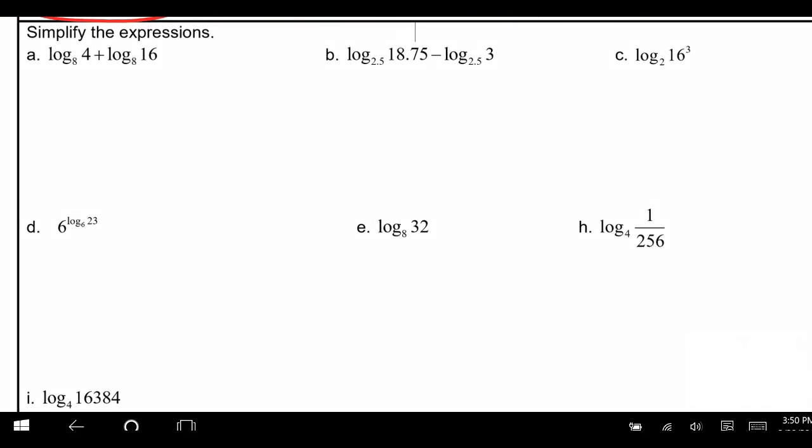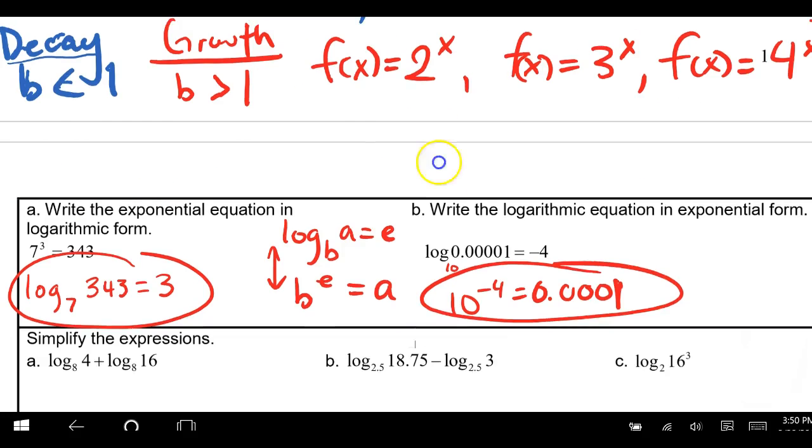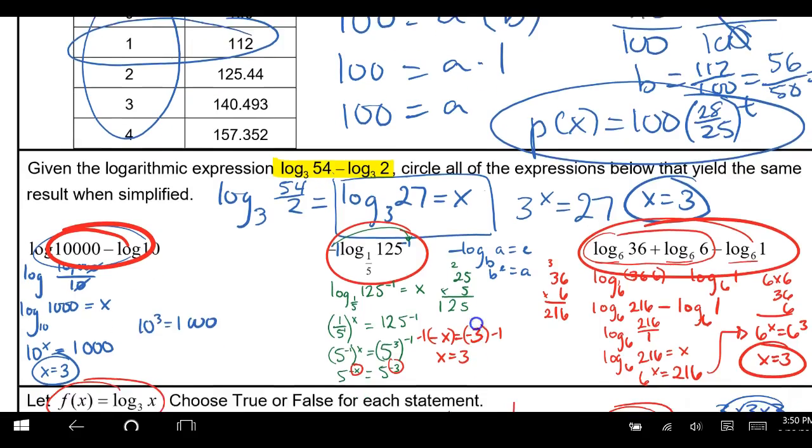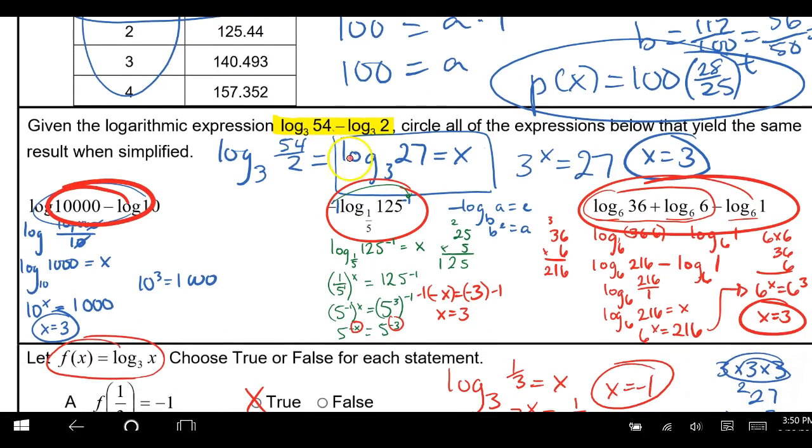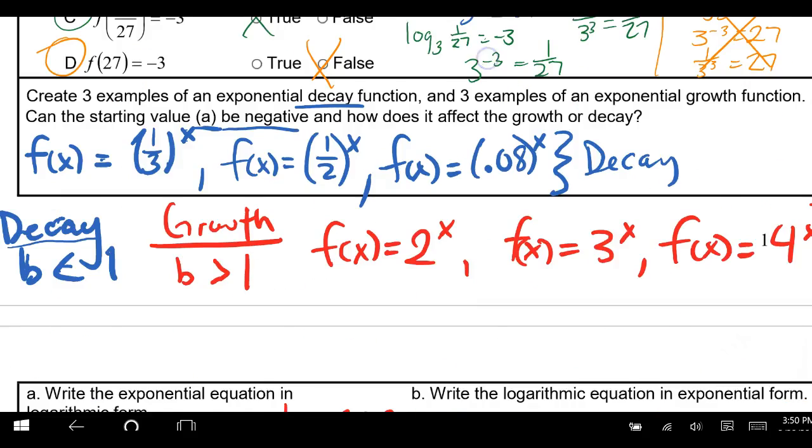All right, so now we have to simplify these expressions. Guess what? We're still going to use those properties of logs that we used back up here to solve these problems. We're going to use those same skills down here.